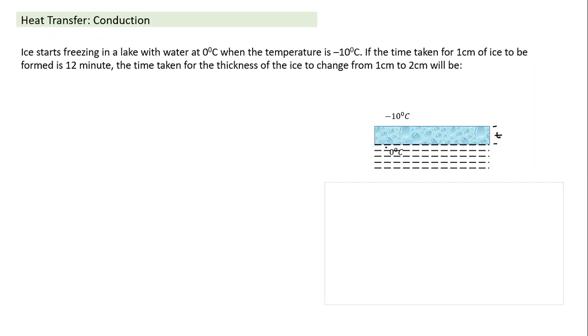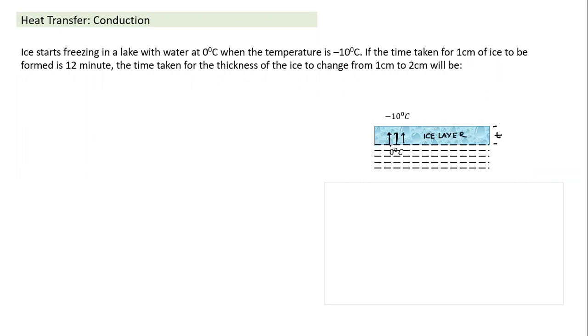In such a system, what will happen? Because of the temperature difference, heat flow will take place through the ice layer. How is the heat flowing? Heat is flowing in this fashion. You have to draw the heat flow rate. This is how the heat flow will take place. The heat will flow through the ice layer, and the ice layer is the medium here.